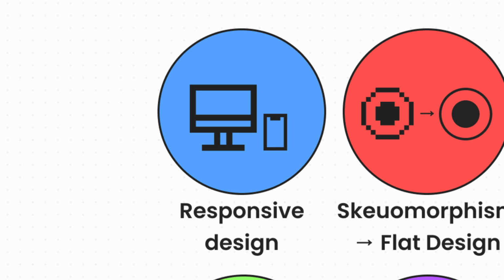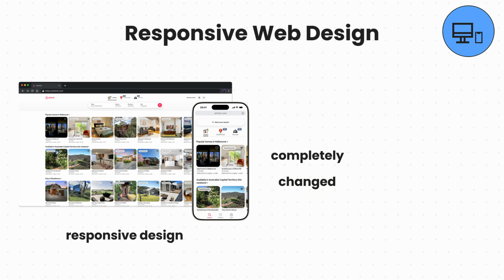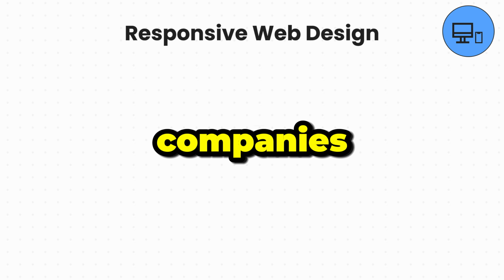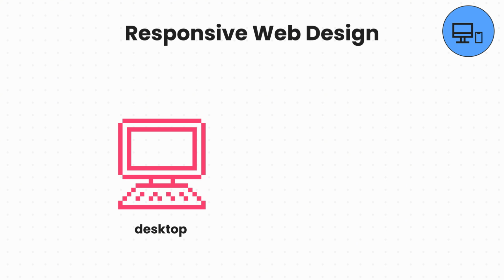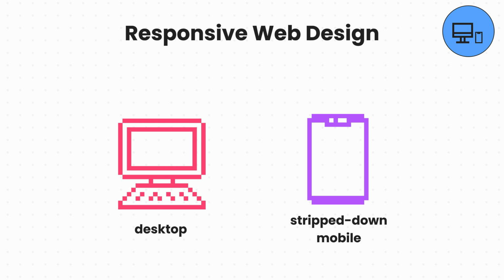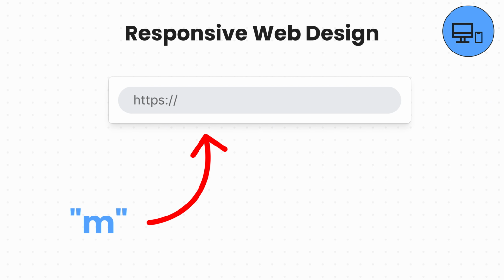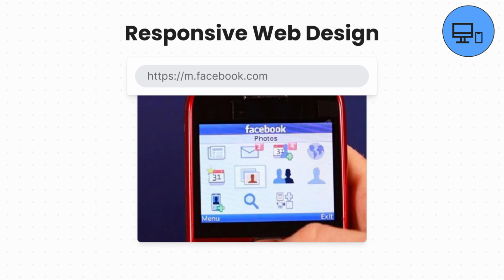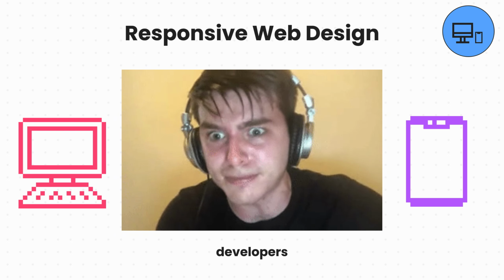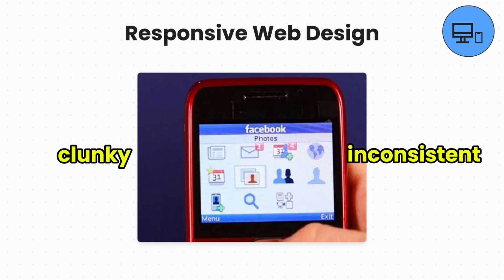Responsive web design. Responsive design completely changed the web. Before this, companies often built two different websites, one for desktop and a stripped-down version for mobile, usually with an M in the URL like m.facebook.com. Developers had to maintain both sites, which was clunky and inconsistent.